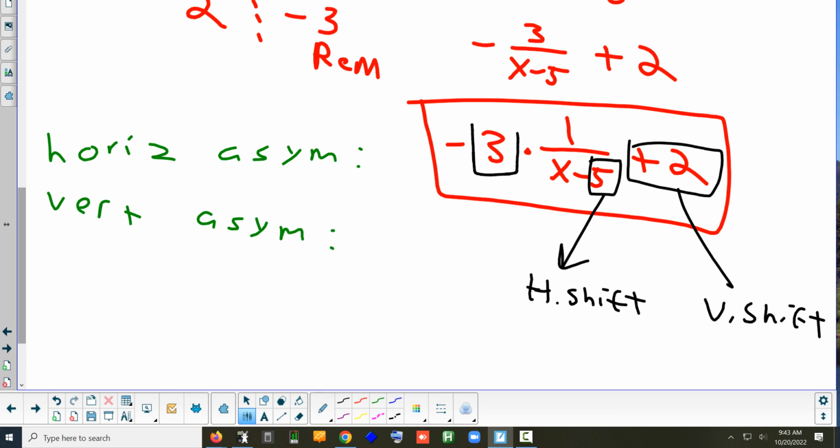Now, this is multiplying by a number. It's outside the fraction. When I say outside, I mean it's not in the bottom. Because it's outside, it's going to be vertical. But it's not a shift. It's multiplication. When you multiply, what kind of transformation do you have? It's not a shift. It's a stretch.